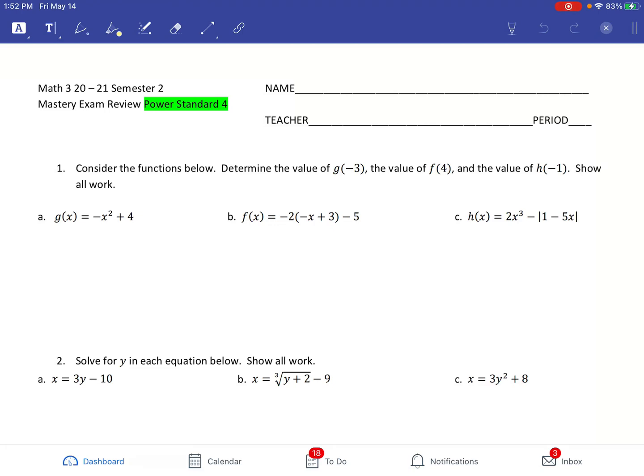All right, so this is the master exam review for Power Standard 4. Number 1, consider the functions below. Determine the value of g of -3, f of 4, and h of -1 for all the problems below.